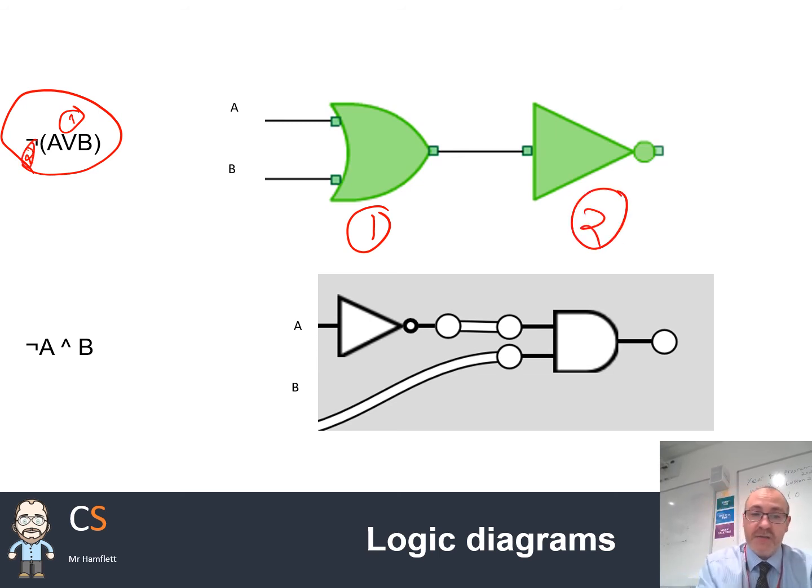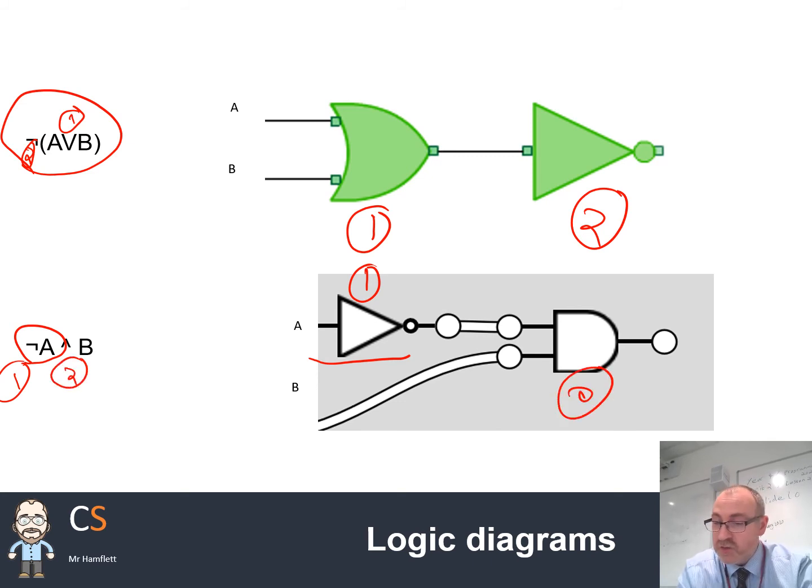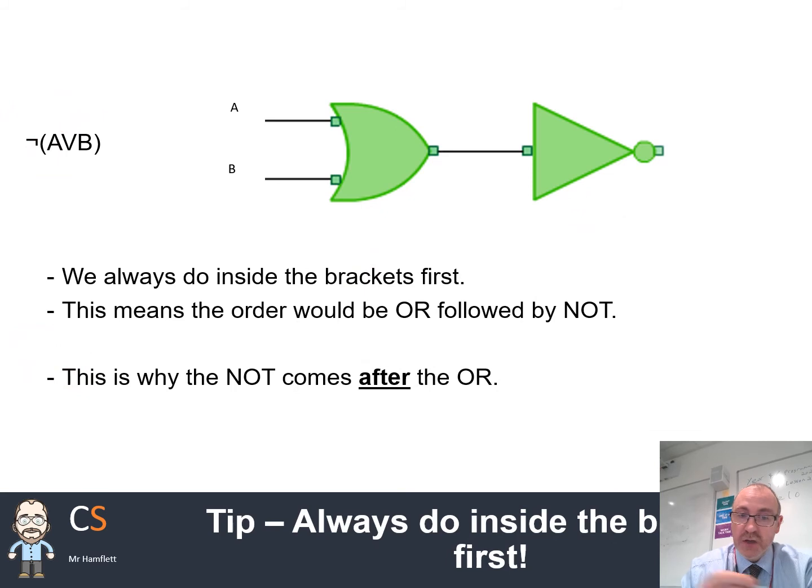Now, if we look at the next example, we're going to do the NOT first, aren't we? Because it's not inside a bracket, so it's just applying to the A, which is why the A has a NOT in the first scenario. Then we're going to have the AND second, like that. So it's important you know that distinction between them. If you've got brackets, you do the stuff inside brackets first, and then you do that one second. So we always do brackets first, which means the order would be OR followed by NOT in this example, not the other way around.